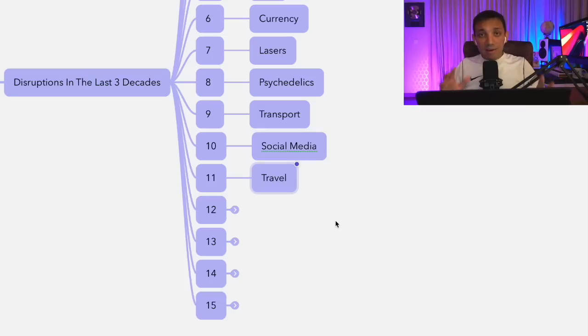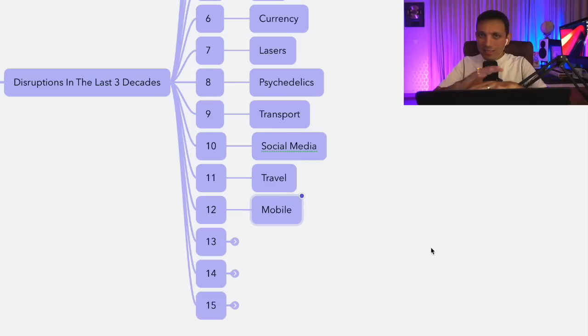Number 11 is travel has transformed. I remember in my school days, I used to travel in the trains. And of course, even now, train travel is still there, but the lower middle class and middle class are flying right now all over India. And this is just the beginning of what's to come in the travel industry also.